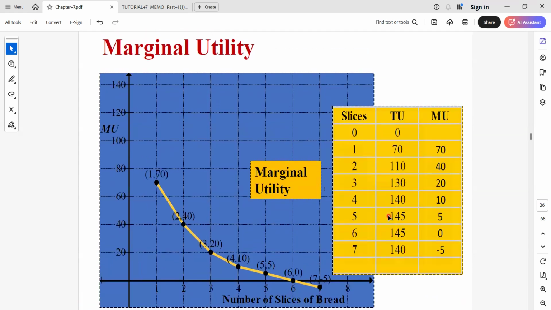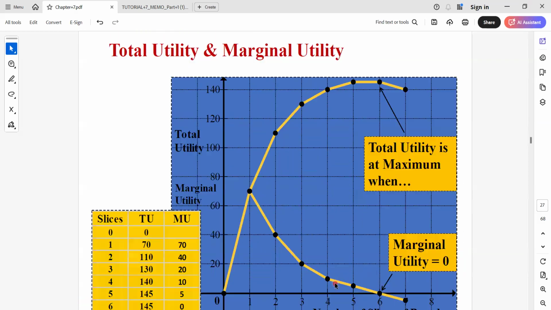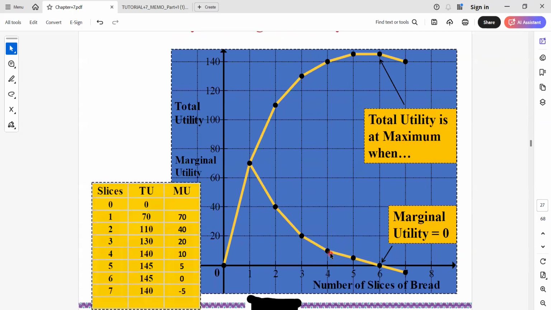And then they also draw the curve for marginal utility. It is decreasing, as you can see. And then these are the curves together in one graph. You can see when your marginal utility is decreasing, your total utility is increasing. And then when your total utility is at maximum, your marginal utility is at 0. Marginal utility equals 0.